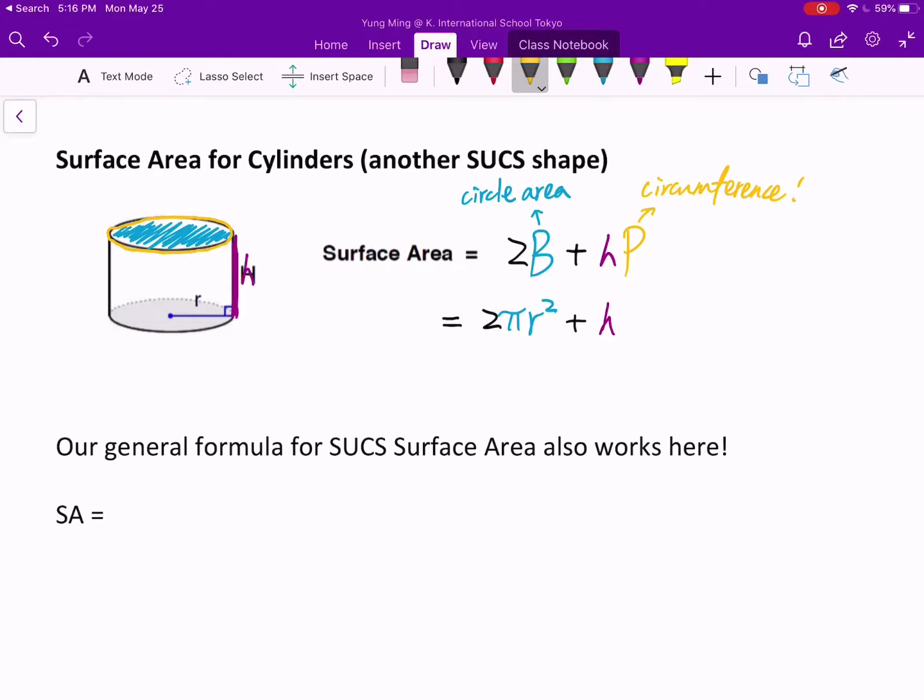The P actually means the circumference. So what is the formula for circumference? You are exactly correct. This is 2 pi r. Right? So my circumference is 2 pi r. The circle area is pi r square.